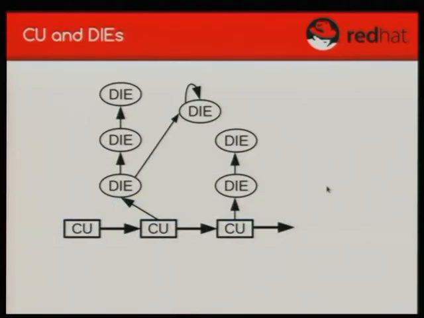So how it really looks like is something like this. You have a linked list of compilation units, and each compilation unit has some random graph of types which are somehow connected together. And now you see the obvious problem, right? A lot of types can actually be stored several times in the debug information.